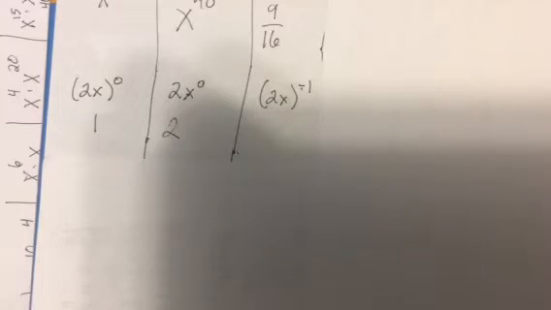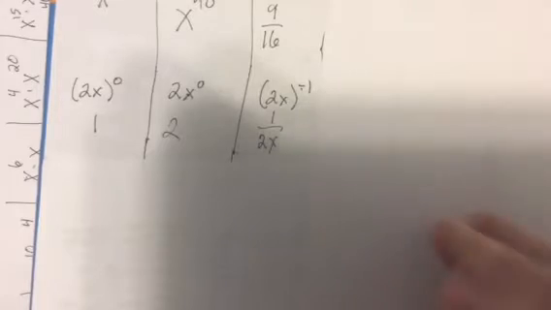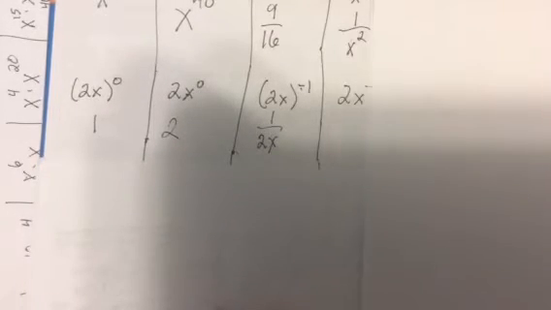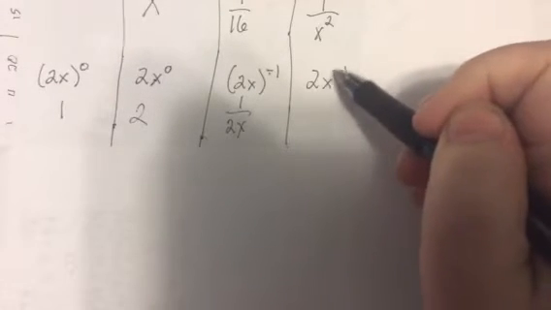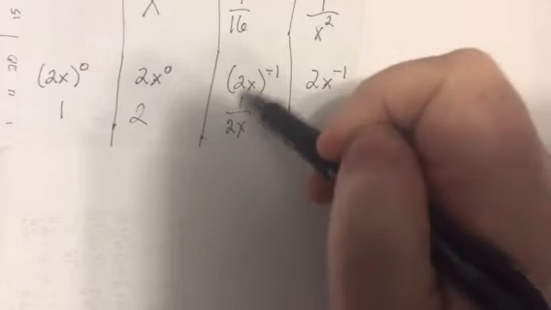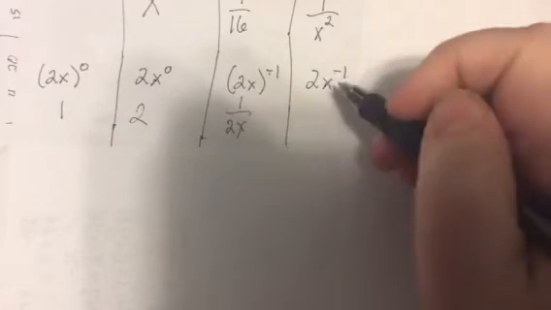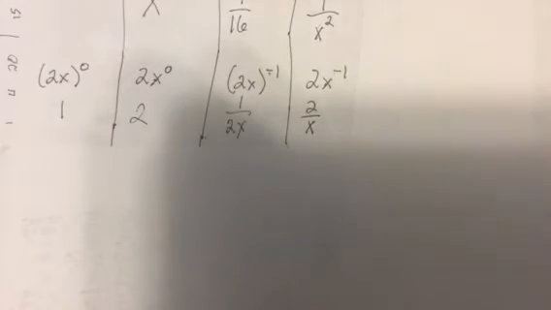Now remember, a negative power means move it. So I need to move it. But notice on this one, there's no parentheses around the 2. So the only thing affected is the base of x. Parentheses, so the whole thing moves. No parentheses, tricky problem. Most people get that wrong on a test.